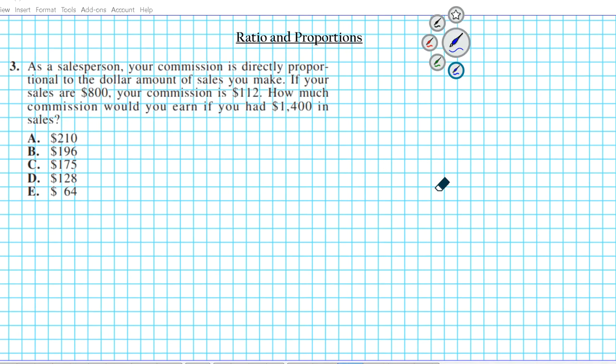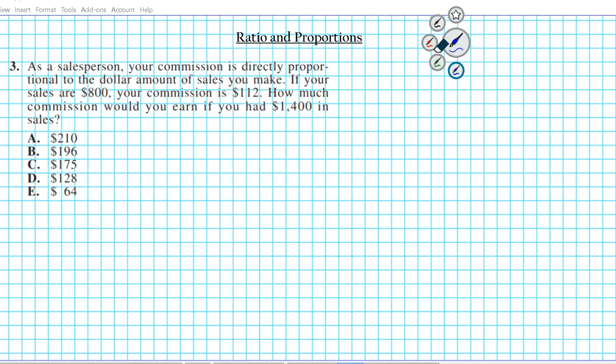A ratio is just a fraction, and proportions are a statement that two ratios are equal. So let's take a look at 3. It reads, as a salesperson, your commission is directly proportional to the dollar amount of sales you make. If your sales are 800, your commission is 112. How much commission would you earn if you had 1400 in sales?